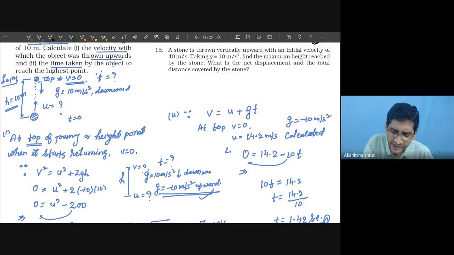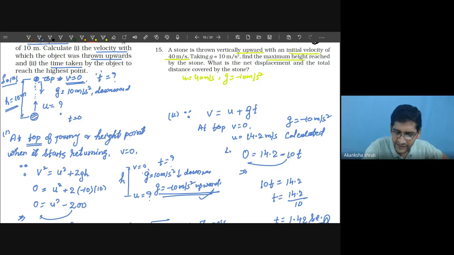vertically upward with initial velocity. See, the u is already given here. In this case, u is given as 40 meter per second. g is already known to us. It is upward, so again we have to take g equal to minus 10 meter per second square. Then you have to find the maximum height h it can reach.